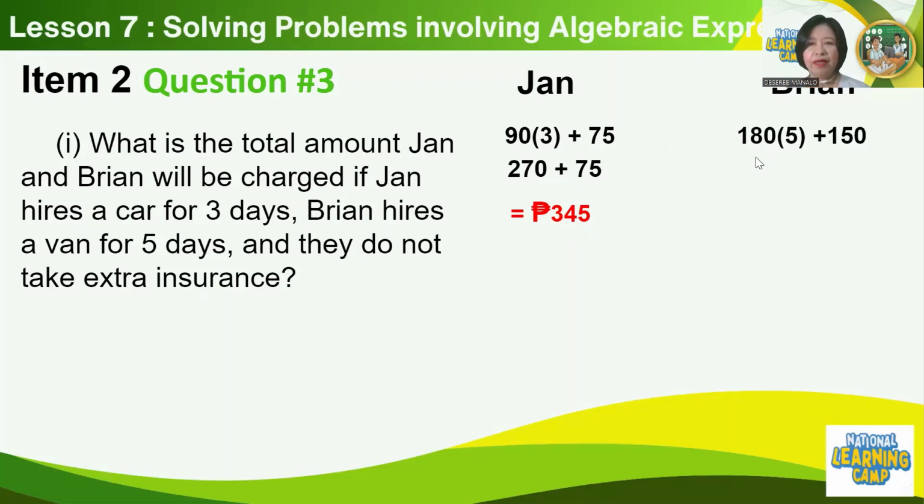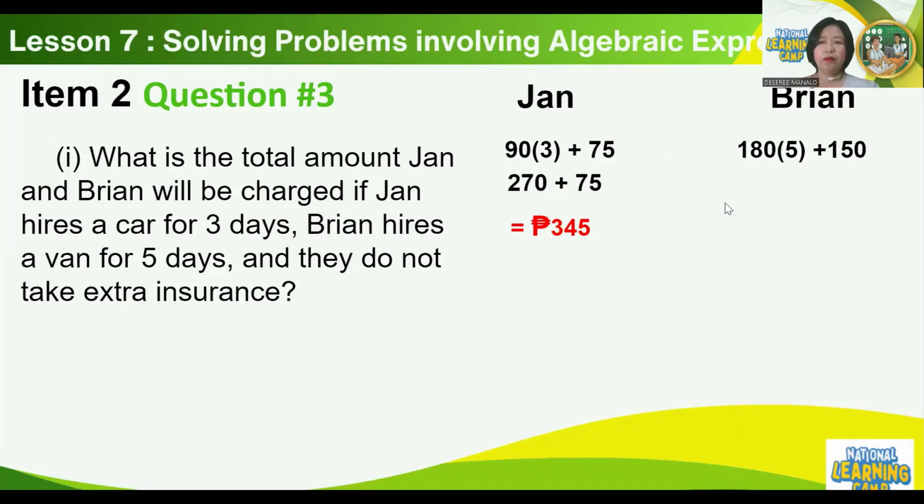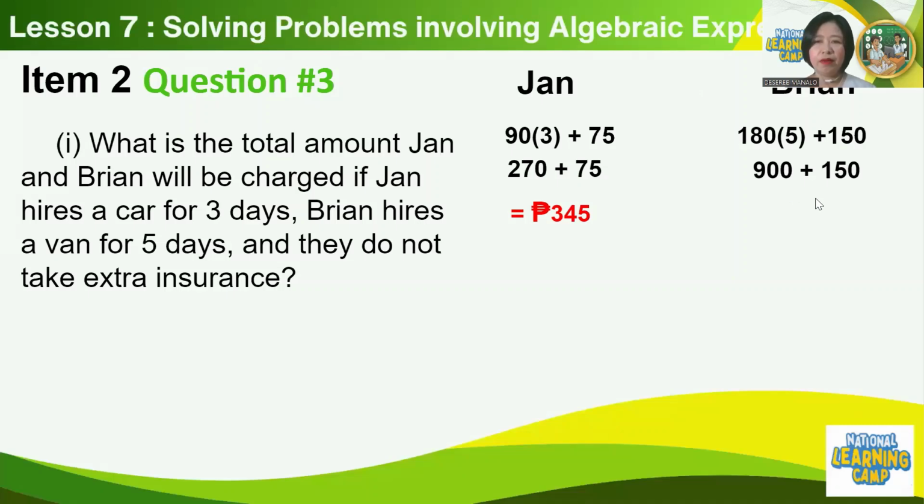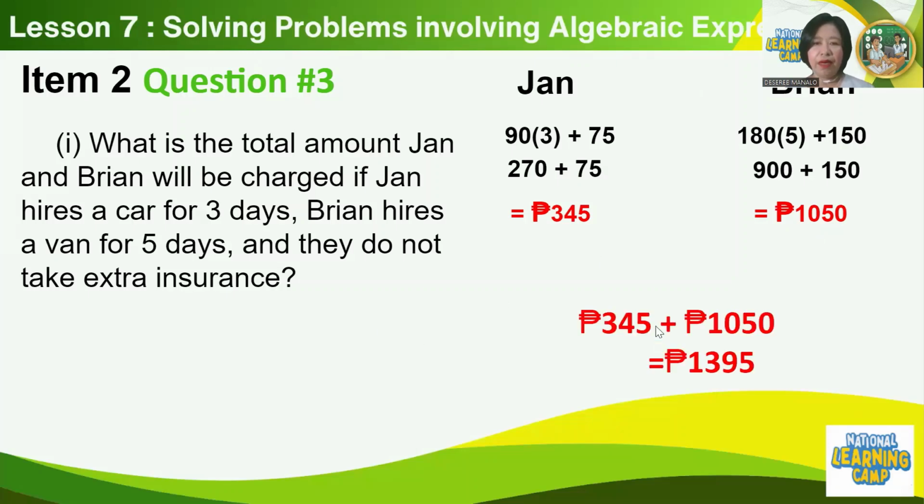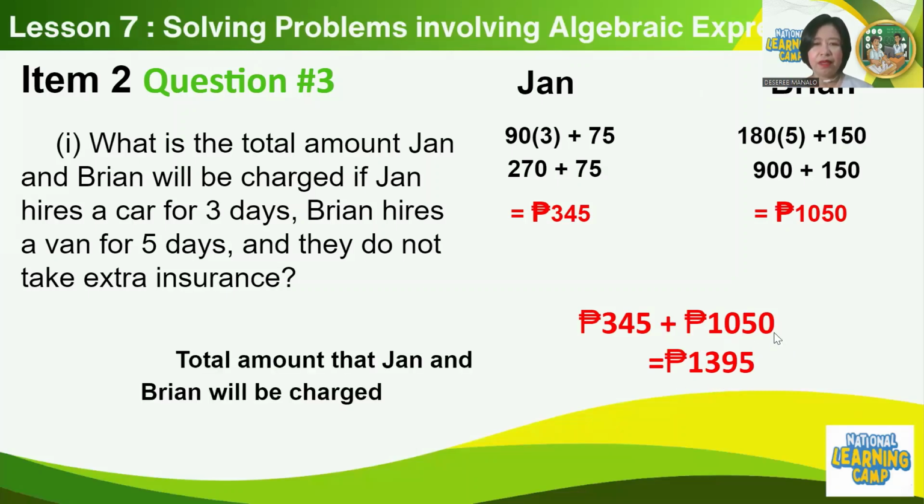Okay, for Brian, 180 times 5, since 5 days, plus 150. 180 times 5 is 900, plus 150. The total is 1,050 pesos for Brian. And if we add 345 plus 1,050 pesos, total of 1,395. So this is the total amount that John and Brian will be charged.